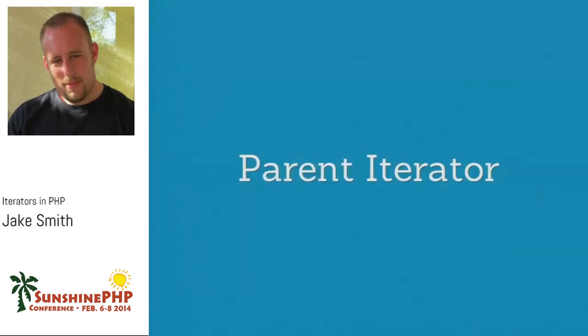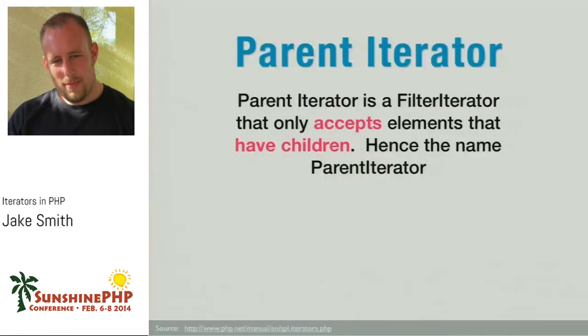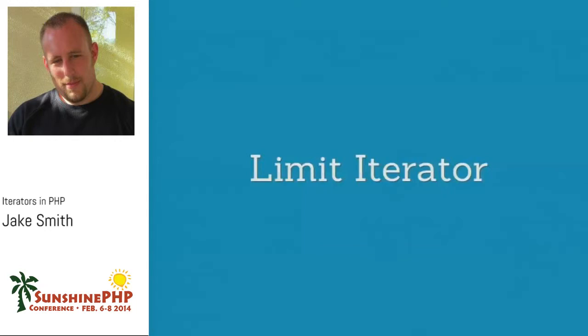So the parent iterator. I didn't want to go too in depth on this one because the name actually makes sense. It's a filter iterator that only accepts elements that have children. That's a parent iterator. It's a parent of children. Okay, makes sense. Moving on.